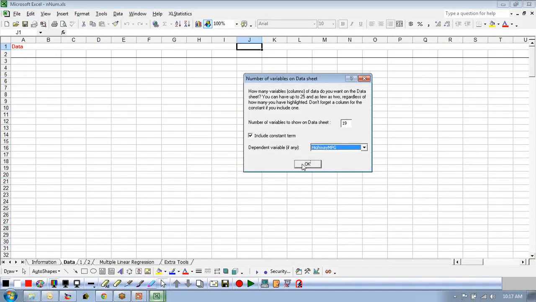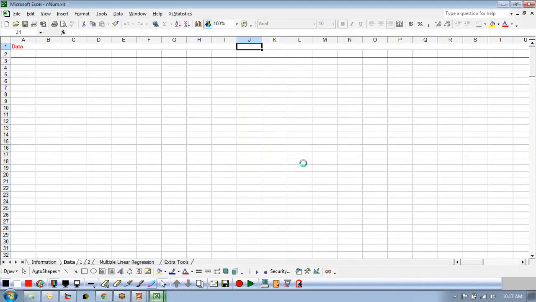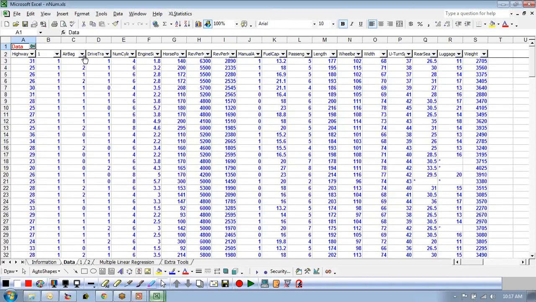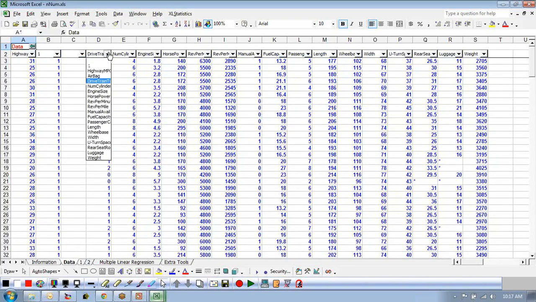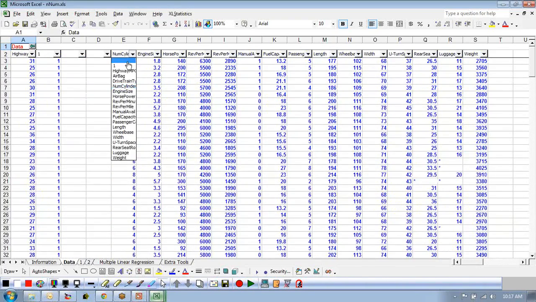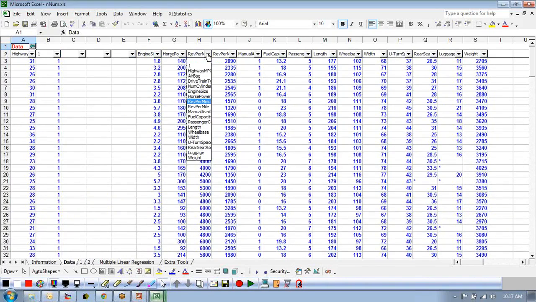And I'm going to say highway miles per gallon is my dependent variable. And there it is right there. And now all I'm going to do is take out the things that we're not going to use in the model. The airbag was a no, so I'll choose that as a no. I'm going to leave in the constant. Drivetrain was a no. Number of cylinders was no. Size, we're going to keep that in. Horsepower, yes. Revolutions per minute, no.